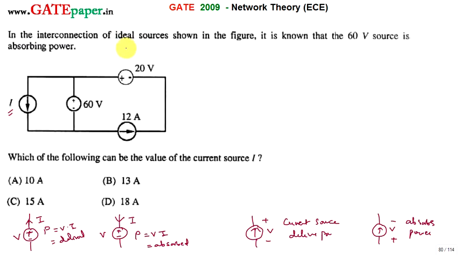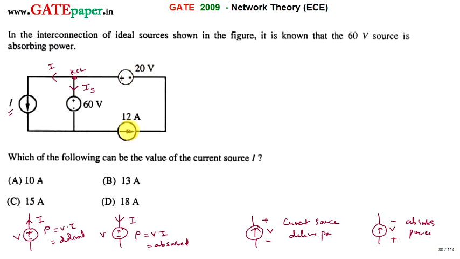Okay, now we come to this problem. The 60 volts source is absorbing power. The meaning of absorbing is that current is coming inside the battery, so call it IS. Now apply KCL at this point. The current flowing through this branch is I, and the current coming through this branch is IS. What is the current coming from this branch?